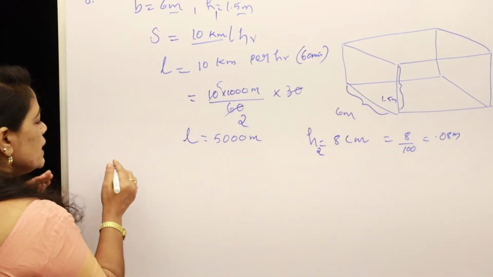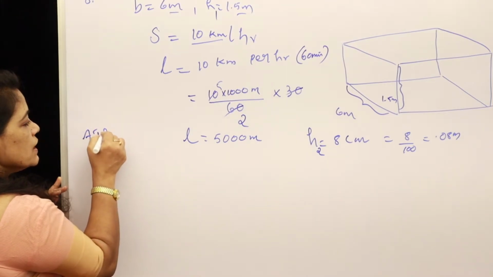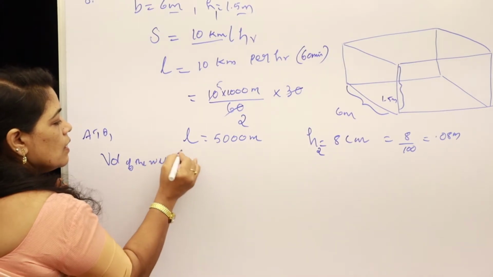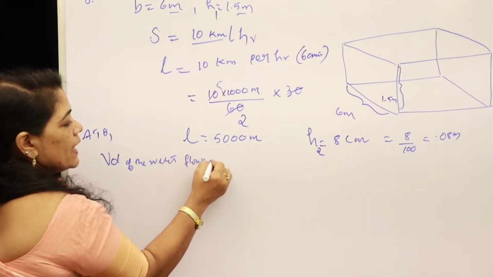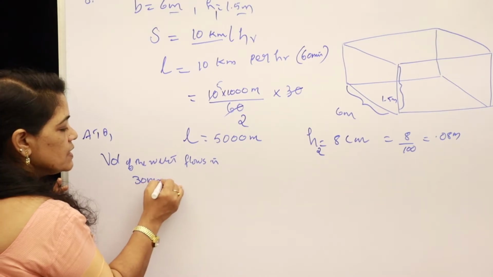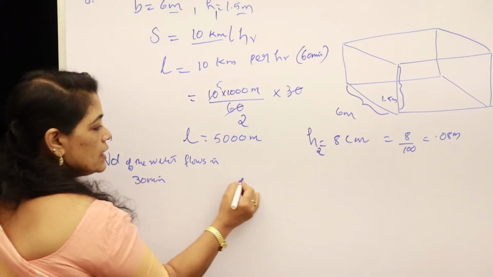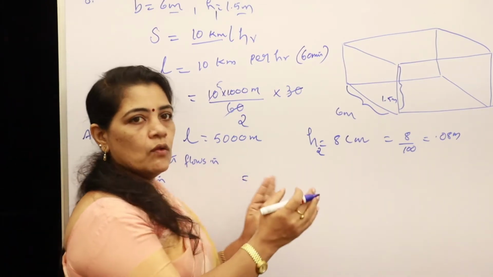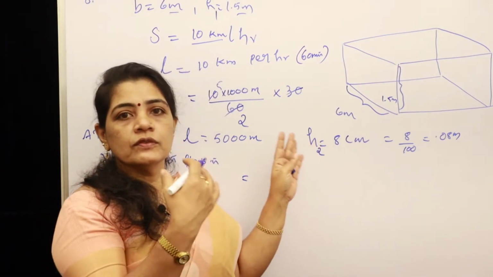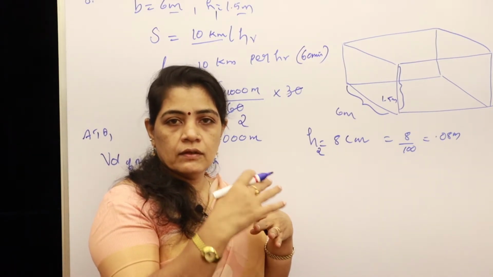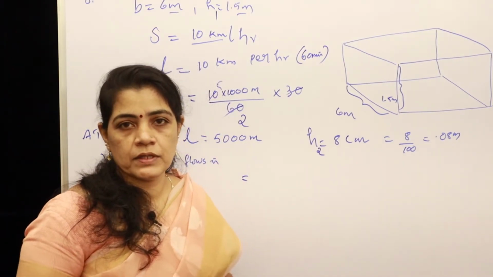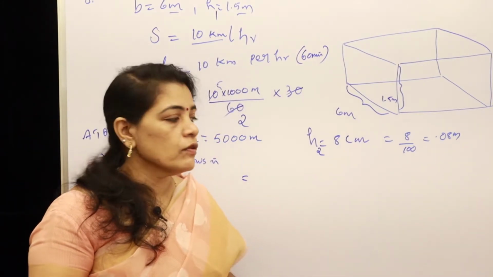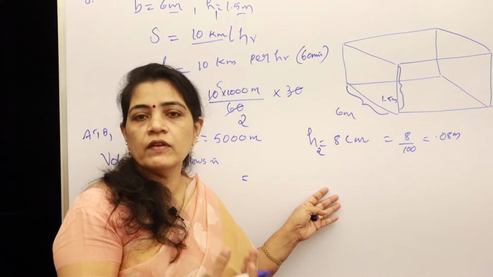According to the question, the volume of water which flows in 30 minutes is the amount of water used for irrigation. So this is equal to the volume of the water used for the irrigation purpose. The shape of the land is not given, so how can we write the formula on the right-hand side?